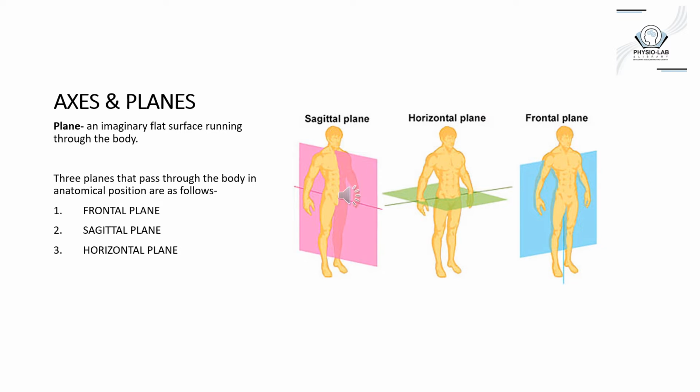Let's talk about axis and planes of movement. A plane is an imaginary flat surface running through the body. Three planes that pass through the body in anatomical position are as follows: frontal plane, sagittal plane, and horizontal plane.